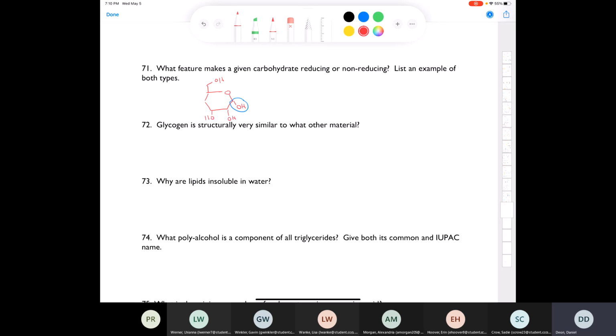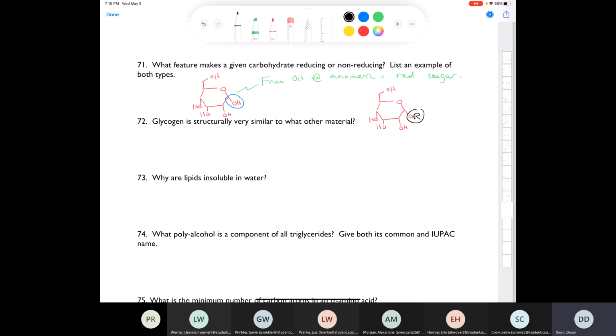So let's just draw the allose that we had here. So free OH at anomeric carbon equals reducing sugar. When there's something attached to it, however, it is a non-reducing sugar. So if I copy this and I paste it over here, if you were to put a substituent on there, like an R group, like this, then it's non-reducing. Simple as that.